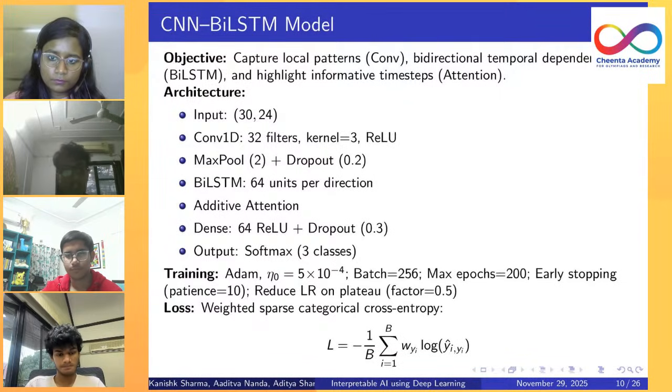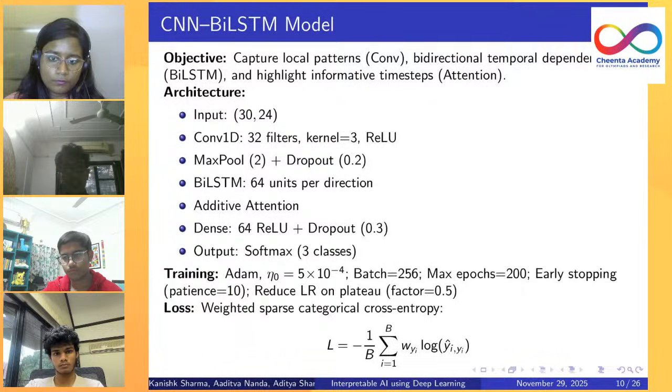An additive attention mechanism learns a scalar score for each hidden state, normalizes it into weights, and forms a weighted sum context vector Z. This focuses the model on the most informative timestamps, for example regime transitions or volatility spikes, and the attention weights are directly interpretable as temporal importance scores.